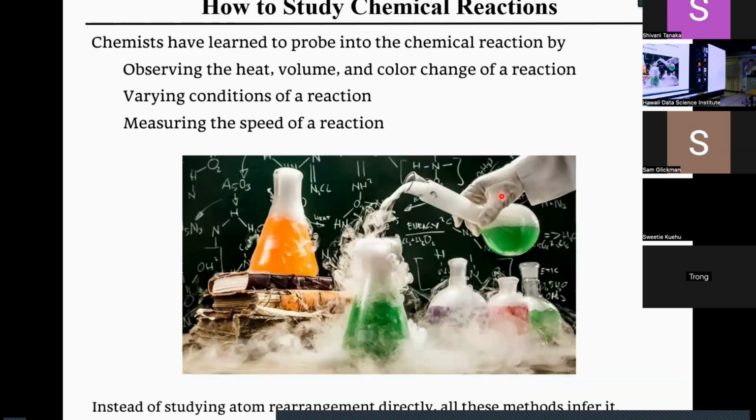Okay, therefore, it comes to how can we study chemical reactions, right? Chemists over the years have learned to probe into the chemical reaction by asking, okay, how much heat am I generating? What is the volume change of my system? Is there any color change? If I change my condition, how does the outcome of a chemical reaction change? You guys have probably gone through some chemistry labs. Those are the things that you were told, right? And you can measure the speed of a chemical reaction. So this is a really non-fancy version of what chemists do, for a non-major, right?